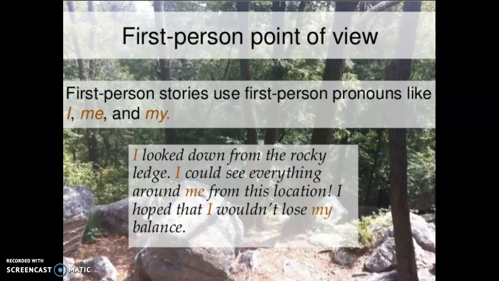First person stories use first person pronouns like I, me, and mine. I looked down from the rocky ledge. I could see everything around me from this location. I hoped that I wouldn't lose my balance. Do you see where the first person words are?